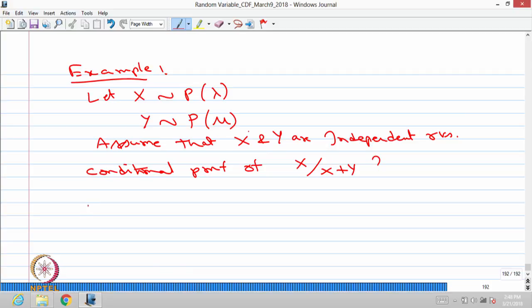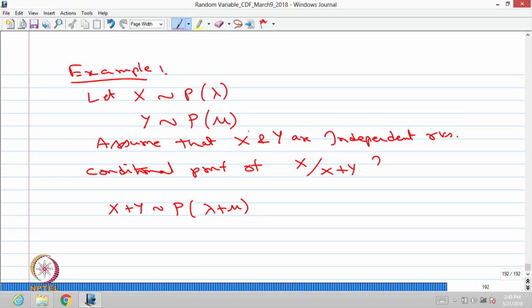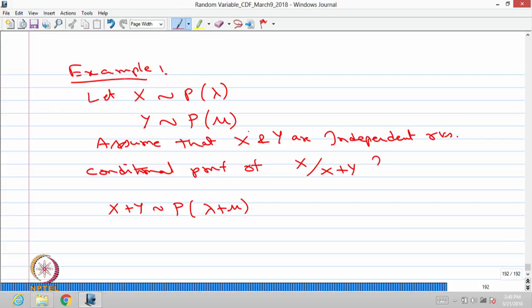We know that X plus Y is again Poisson distributed with the parameter lambda plus mu. We got this result from the earlier examples of finding the distributions of functions of several random variables. When X is Poisson and Y is also Poisson, the summation is also Poisson distributed by the reproductive property. So, we know the distribution of X plus Y is a Poisson distribution.